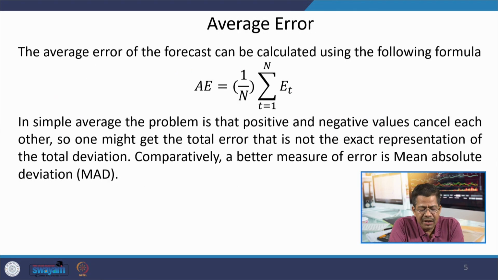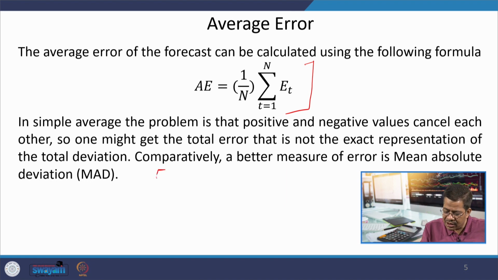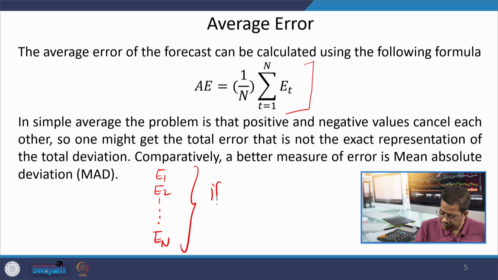So, one very common way of representing the forecasting error is average error. This is the formula for that. It is very simple: for all the periods you are calculating the forecasting errors E1, E2 up to En, if n periods are there.